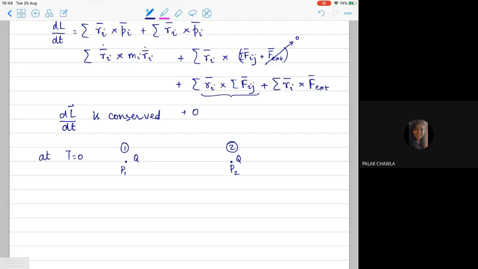Or you can assume that at time t is equal to 0, it so happens that this charge was moving with a uniform velocity, like so, and this charge was moving with a uniform velocity like so, and that's when I start observing the two particles and look at the forces of interaction. Write the forces of interaction, assuming purely Coulombic interaction. Write the forces of interaction, assuming the Lorentz force is present and cannot be neglected.